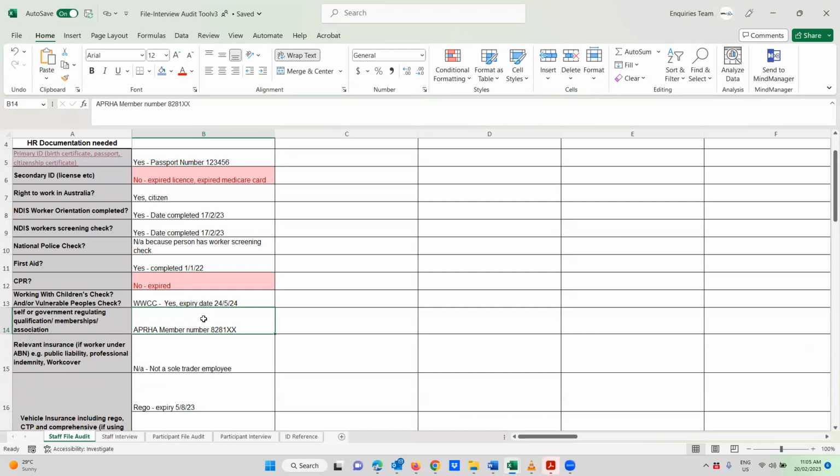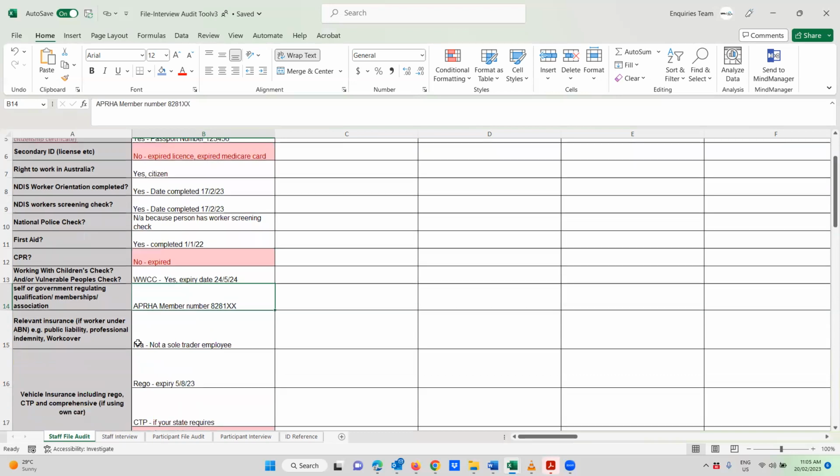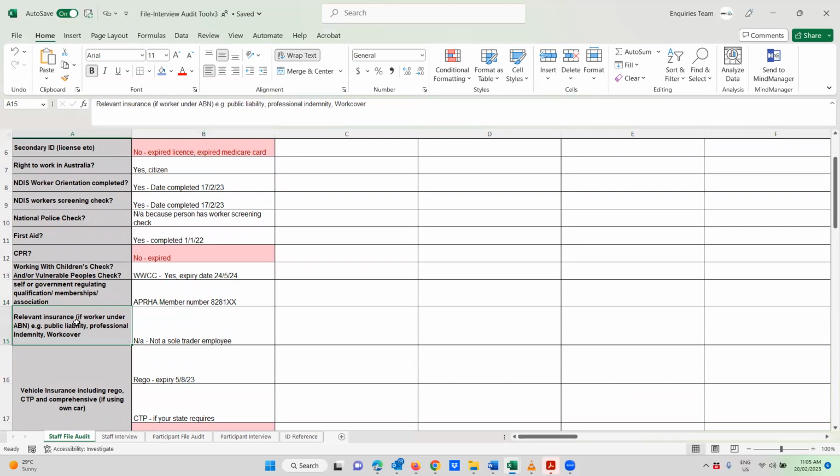Next, relevant insurances. Well, this comes down to if you're using people under their ABN, then we're going to be looking for all of these insurances. We're going to want to see valid certificates of insurance. If they're not, and as you can see, the answer says not applicable, they're not hiring any sole traders.